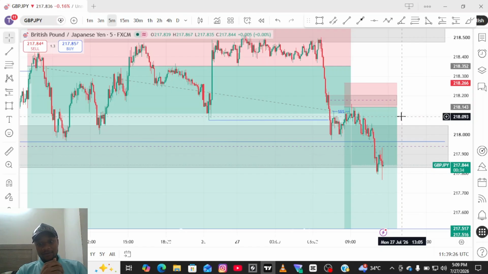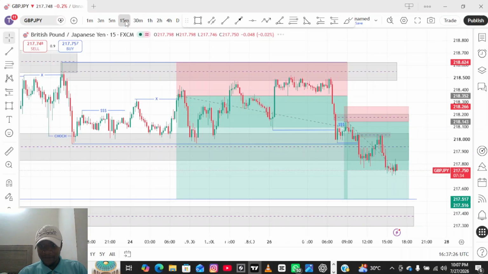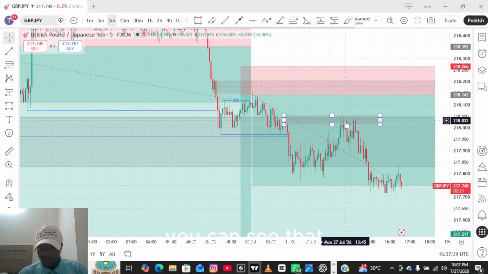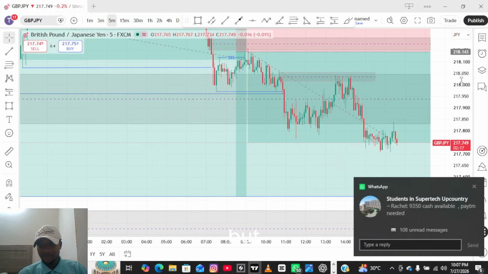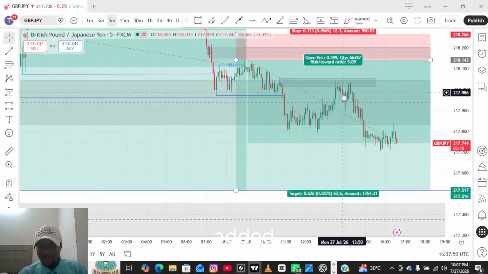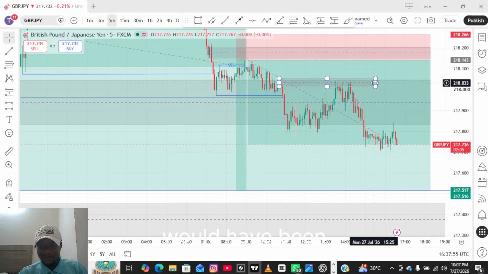Let's see, after a while, the first trade of this week. So far so good, but I've had some roadblocks along the way. Here you can see that price started to reverse, but I could have added another trade here, but that would have been too greedy.